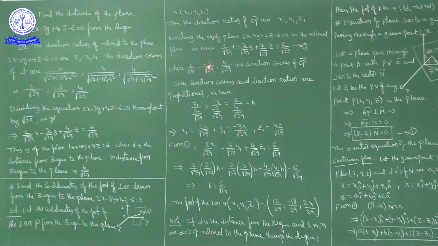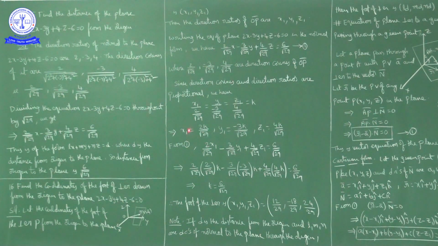These are direction cosines. What we know is that direction ratios and direction cosines are proportional to one another. So x1 upon this value, y1 upon this value, z1 upon this value is equal to k, where k is some proportionality constant. So x1 is equal to 2k upon root 29, y1 is equal to minus 3k upon root 29 and z1 is equal to 4k upon root 29. Now as x1, y1, z1 is a point on the plane, it satisfies the plane equation. So in place of x, y, z, if you substitute x1, y1, z1, we get this one.